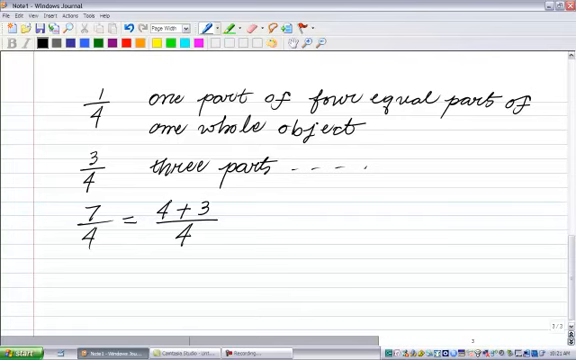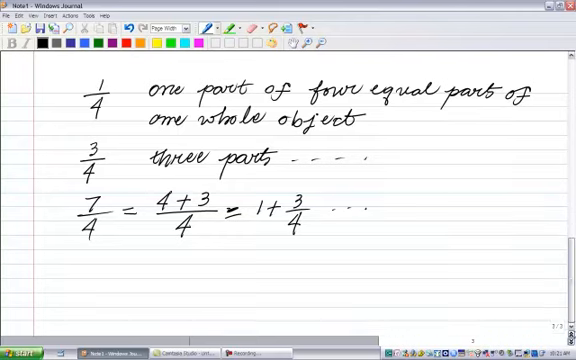We haven't talked about adding fractions yet, but one thing that you will learn later is that this number is the same as 1 plus 3/4, okay? So it's one whole object plus 3 parts of 4 equal parts, okay? So that's how we can interpret these fractions.